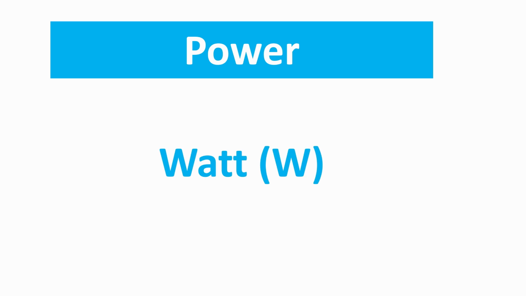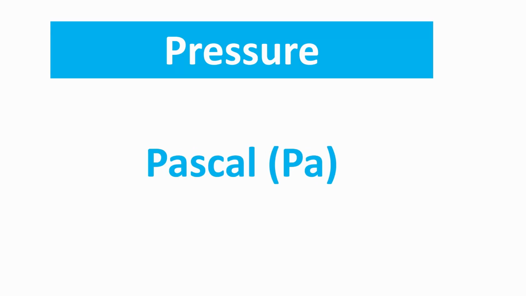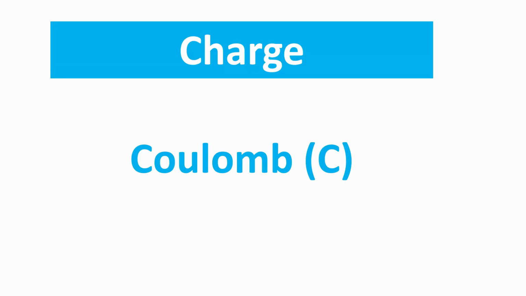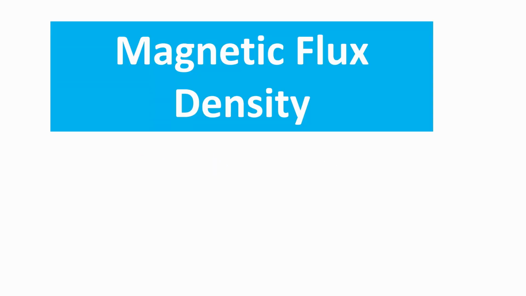The next one is power. Power is measured in watts and the symbol for that is a capital W. The next one is pressure. Pressure is measured in pascals, PA, capital P, lowercase a, that's the symbol. And charge is measured in coulombs and the symbol for that is a capital C. And the last one is magnetic flux density and that is measured in Tesla, which is a capital T.